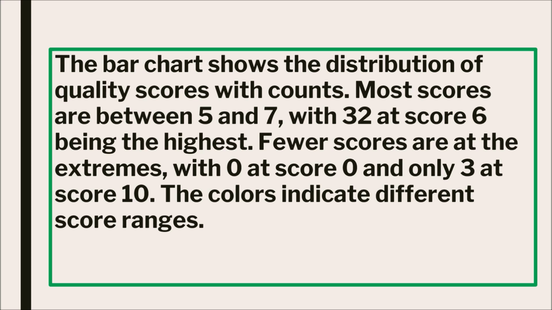The bar chart shows the distribution of quality scores with counts. Most scores are between 5 and 7, with 32 at score 6 being the highest. Fewer scores are at the extremes, with 0 at score 0 and only 3 at score 10. The colors indicate different score ranges.